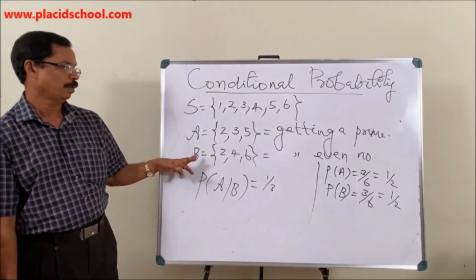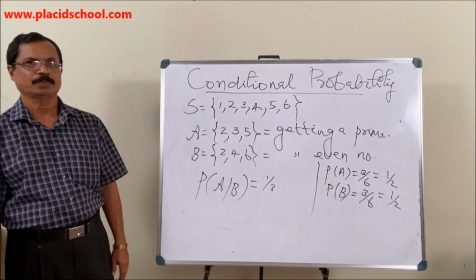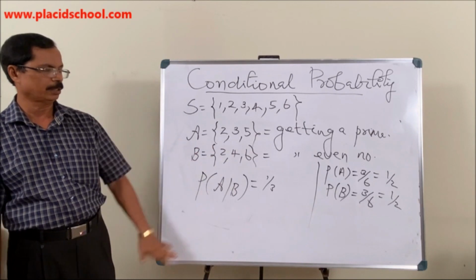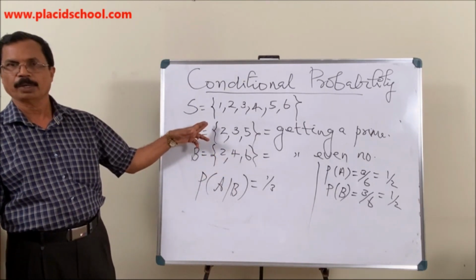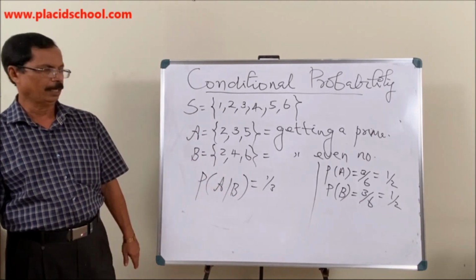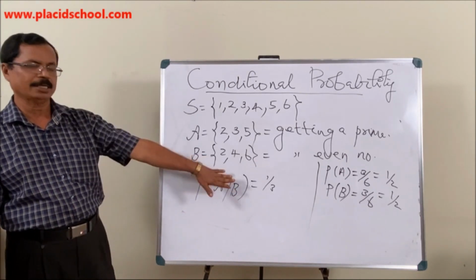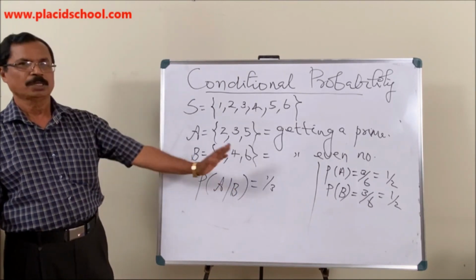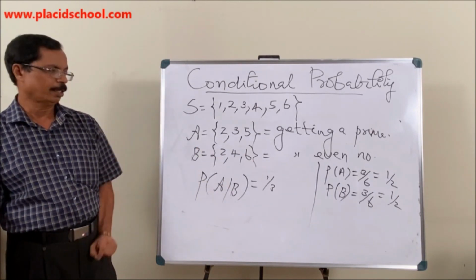Look at this. Our sample space is reduced to 2, 4, 6. That means B contains only 3 elements. Out of these 3 elements, only one element is favorable to A. So the probability of A given B is 1 by 3. This you can apply in entrance examinations. You can directly write the answer. But in a CBSE question, it may not be like that. We have to apply the formula.